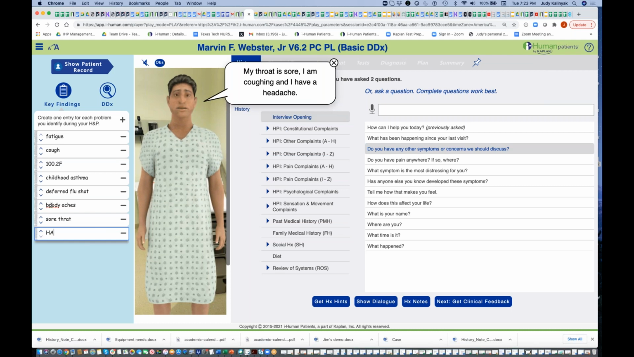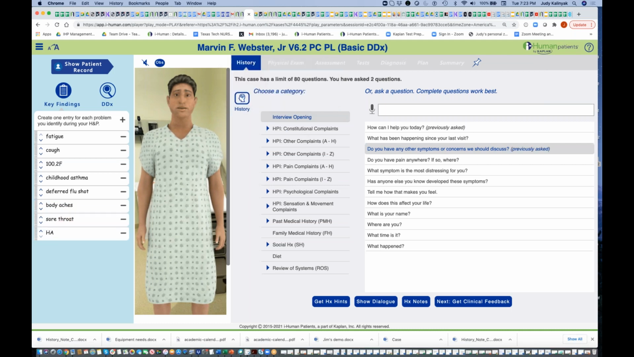Now, these are my notations. I try not to do typos, but shorthand is totally acceptable. At this point, if I wanted to do a mini mental evaluation, I could do that there. Notice that your professor, if I were playing a student at this point, has given me 80 questions. It's telling me I've asked 2. My professor has also said that I'm going to be able to determine whether I've asked a question before, but I can ask it again.